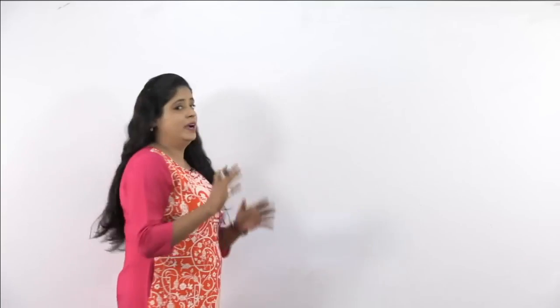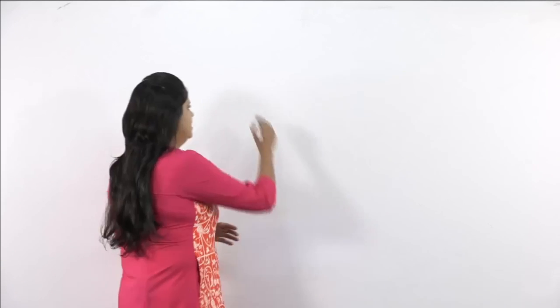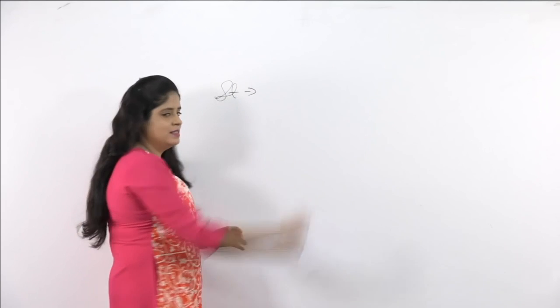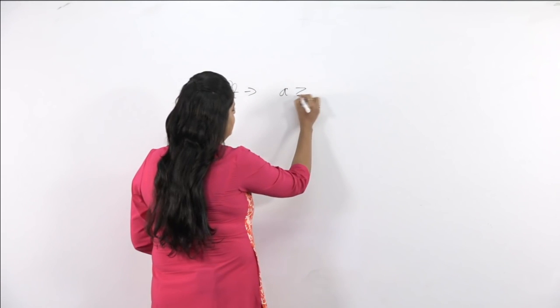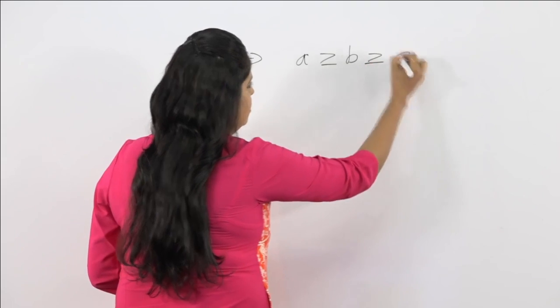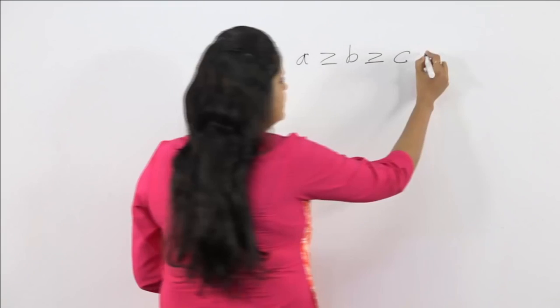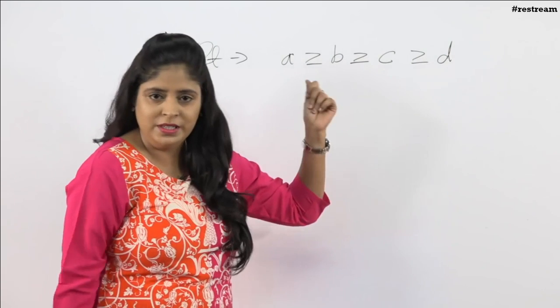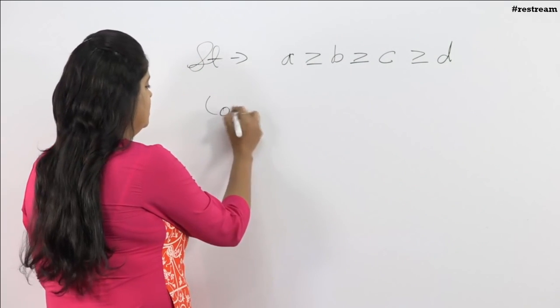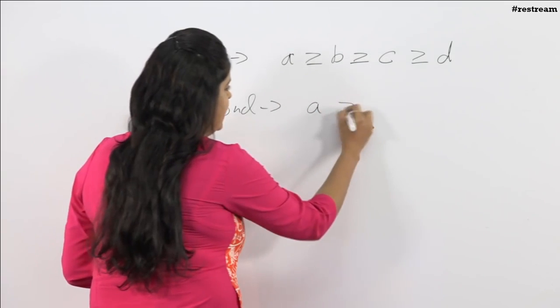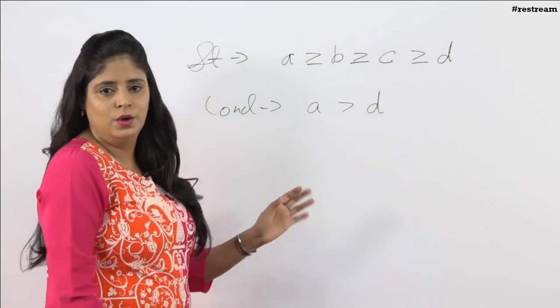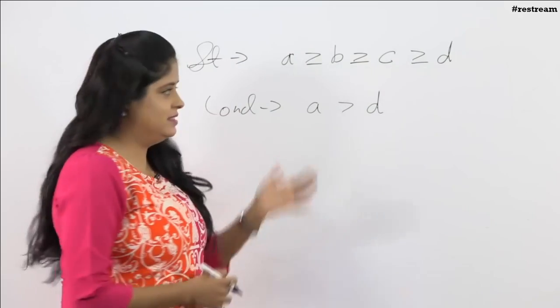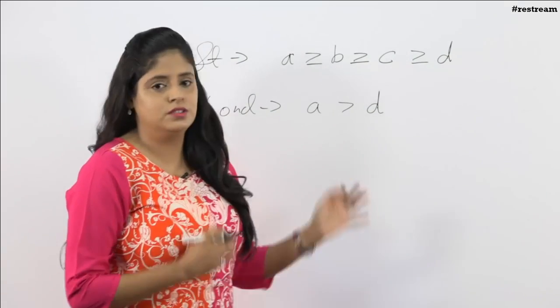So here I am providing you a statement. As we all know, the format of inequality is in the form of a statement and conclusion. The statement says A is greater or equal to B, B is greater or equal to C, and further, C is greater or equal to D. This is the statement given to me. Now the conclusion says A is greater than D. What about this conclusion? Is it correct or wrong?